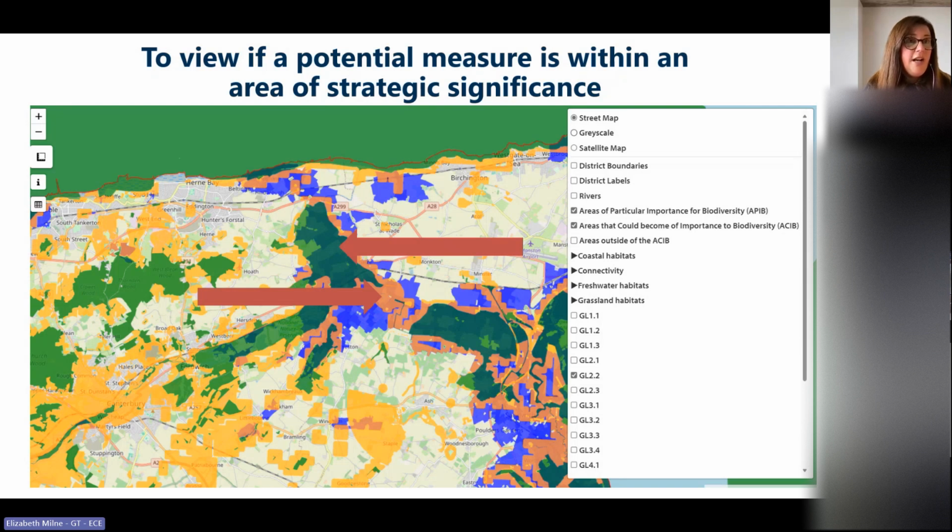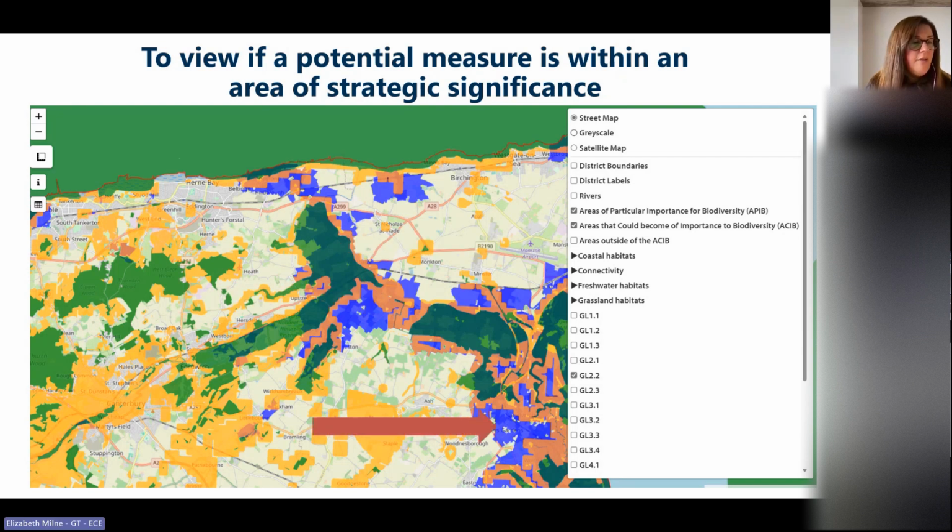So if you were delivering the potential measure in that area, you could class your action as an action of strategic significance, and you could incorporate that into your biodiversity net gain metric calculations. If the area you're interested in remains blue, as is shown here, then whilst that is still identified as a great opportunity for delivery of that action, it has not been classed as being in an area of strategic significance. So you would not be eligible for any uplift that comes from that.